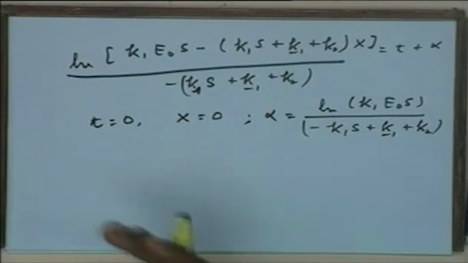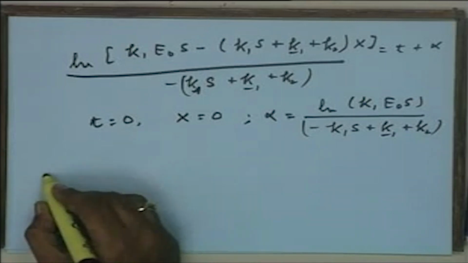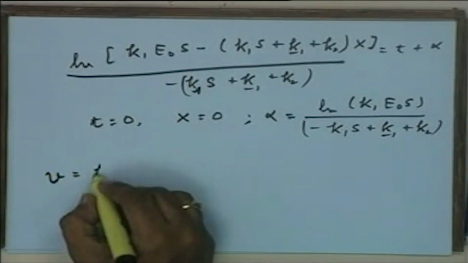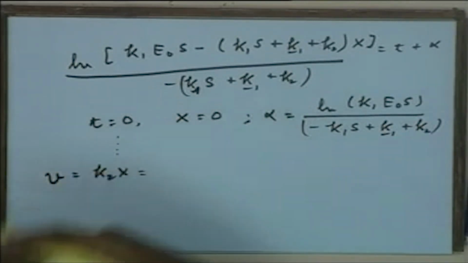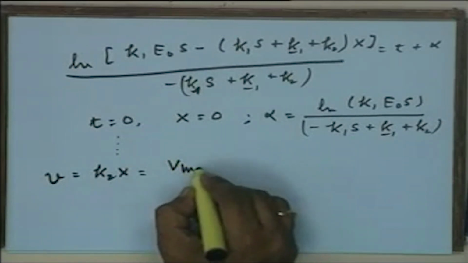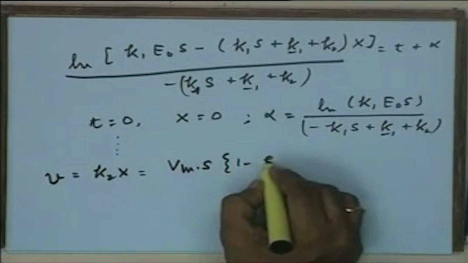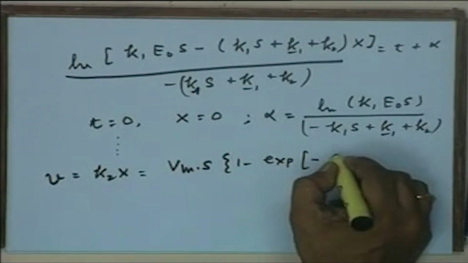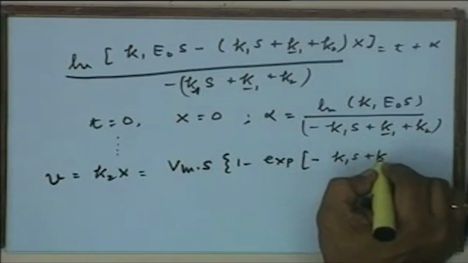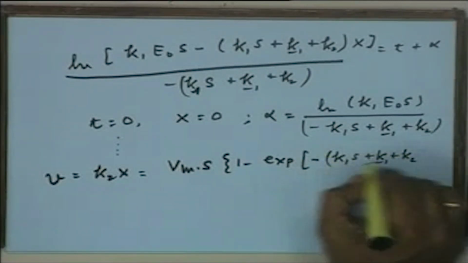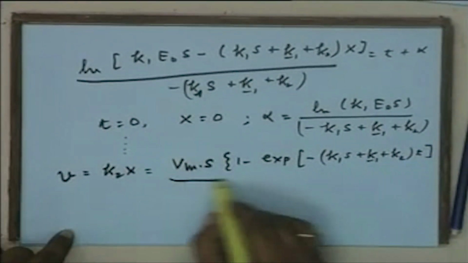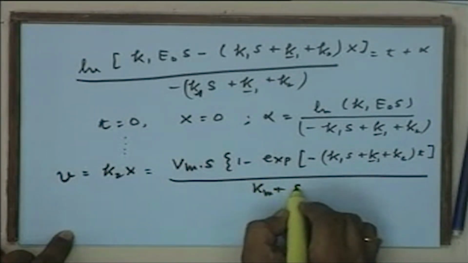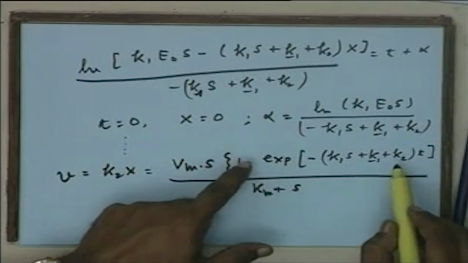And if you take exponential on both the sides and simplify, you will come out with an expression: V is equal to, you can write K2 into X, and V can be developed as, if you just do 2 or 3 iterations in between, you will arrive at Vm into S, 1 minus exponential of minus (K1S plus K minus 1 plus K2) into T, upon Km plus S.